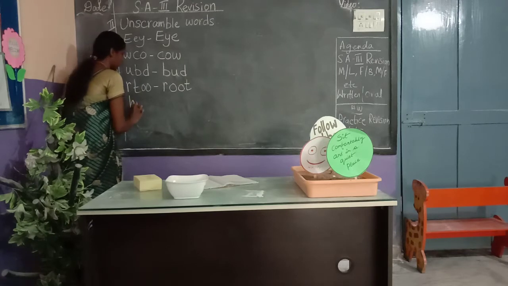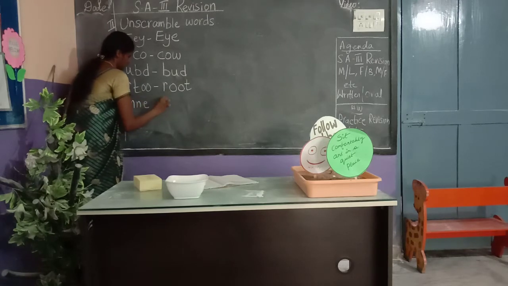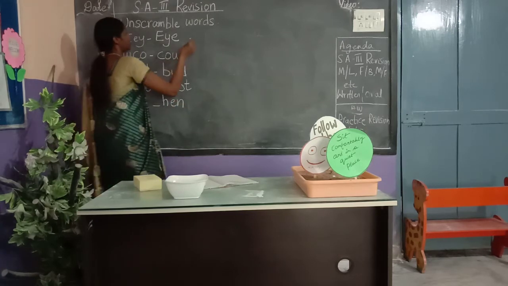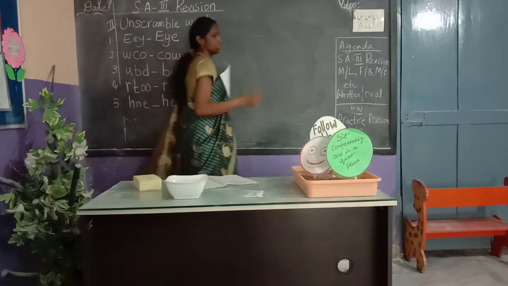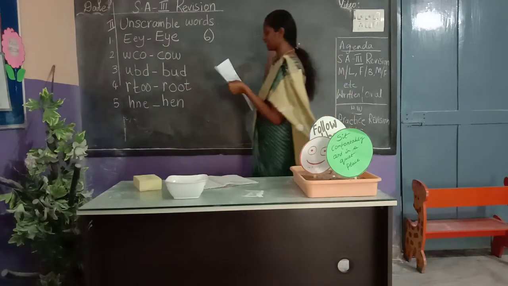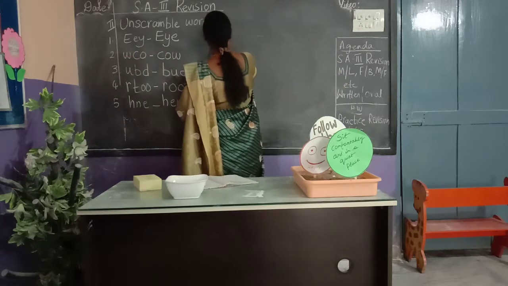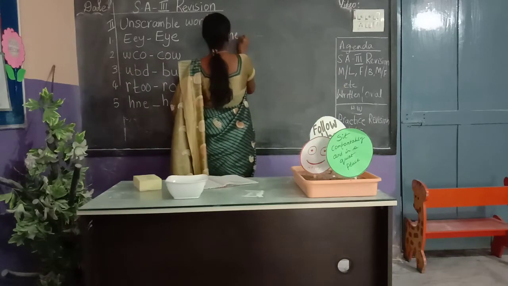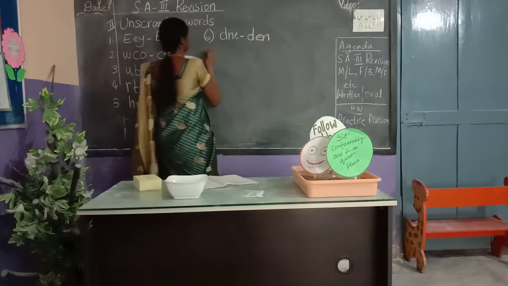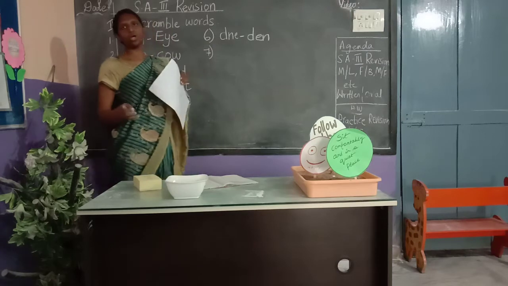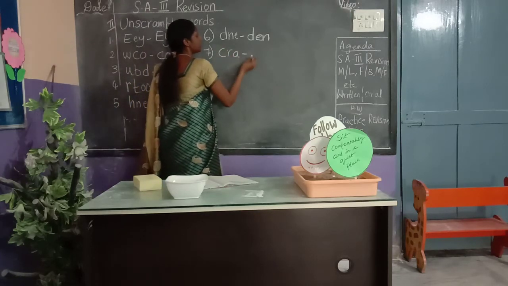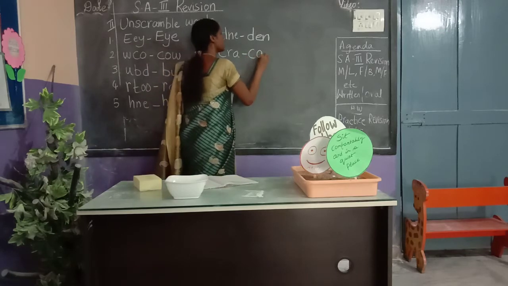H-N-E, H-E-N, hen. Arrange the letters properly so that you will finally get the correct word. Next one is D-N-E. Can you guess now what is the correct word? D-E-N, den. These are taken from your keywords only. Yes, C-R-A. What is the correct word? C-A-R, car.